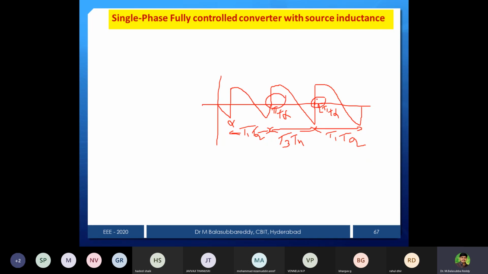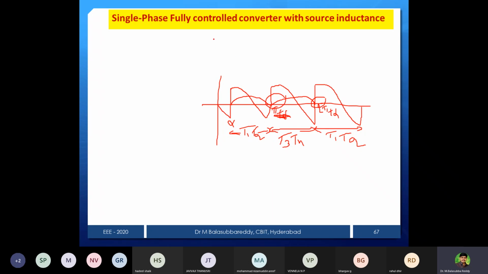The reason is that the source also has some impedance. Even though we say that at pi plus alpha T1, T2 are turned off and immediately T3, T4 fire, practically if the source has some impedance it will not happen. It will not change over suddenly because of the source impedance. The current is carried by one pair and only then the other pair carries it, which is the case when the source has no impedance.